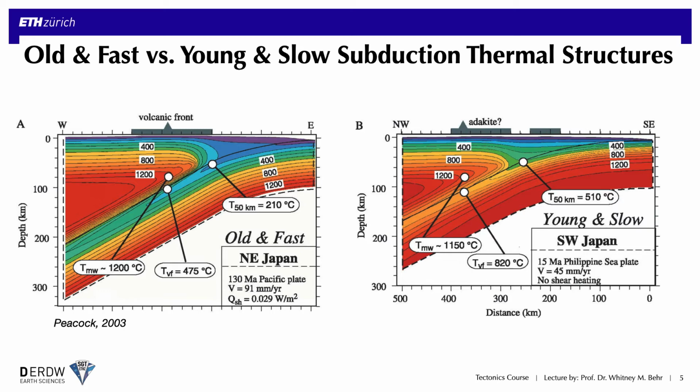But in contrast to those similarities, the slab surface at 50 kilometers and the slab surface temperatures beneath the volcanic front are very, very different. Northeast Japan shows 210 degrees at what would be the base of the accretionary wedge, compared to 510 degrees for southwest Japan. And the temperature beneath the volcanic front shows only 475 degrees in the northeast Japan case, compared to 820 degrees, extremely hot, in southwest Japan.